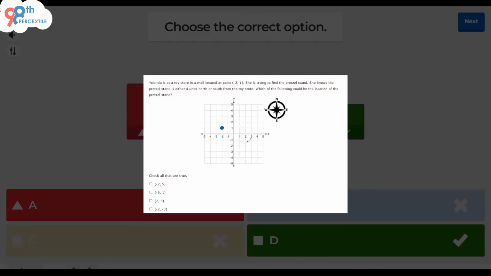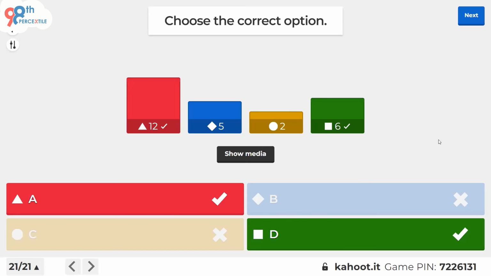So she's either going 4 units north or south from the toy store. So 4 units north, that would mean 1 plus 4 is 5. So here, that brings the answer as option A. 4 units down, that is 1 minus 4, that is negative 3, which brings Yolanda here. So that's either option A or option D. Did every one of you understand the kinds of questions that we worked out today? Is everyone clear on this?